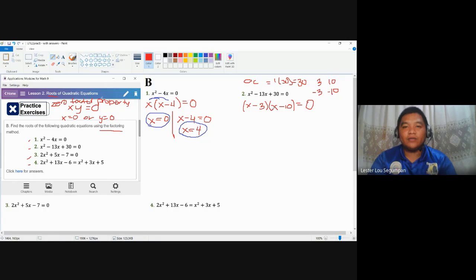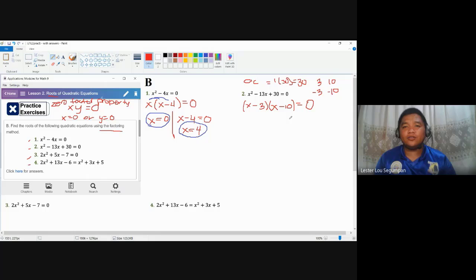But of course, you may check this one by using the FOIL method. X times x is x squared. X times negative 10 is negative 10x. Negative 3 times x is negative 3x. So we already have negative 10x, and then we have negative 3x, so that makes negative 13x. And then negative 3 times negative 10 is again positive 30. In short, this factor is correct.